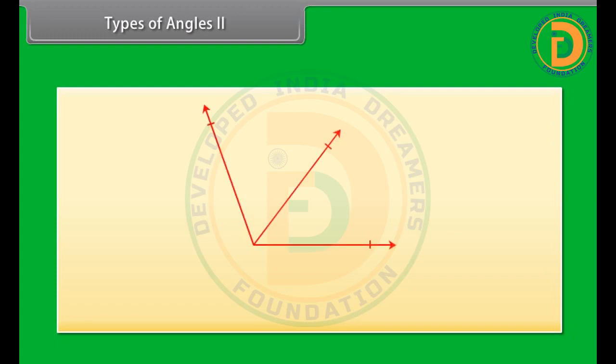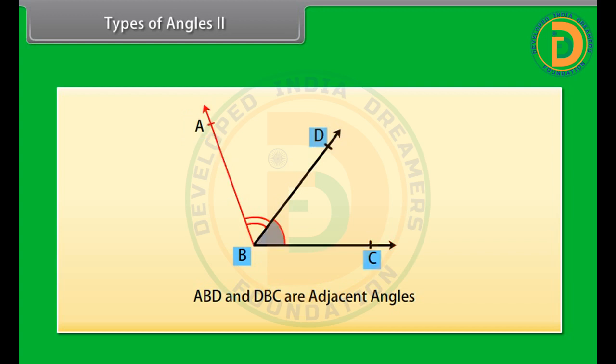Types of angles. Another question for you. What do we call those angles which have a common vertex, a common arm, and their non-common arms are on different sides of the common arm? They are called adjacent angles. Here ABD and DBC are adjacent angles. Ray BD is their common arm and point B is their common vertex.